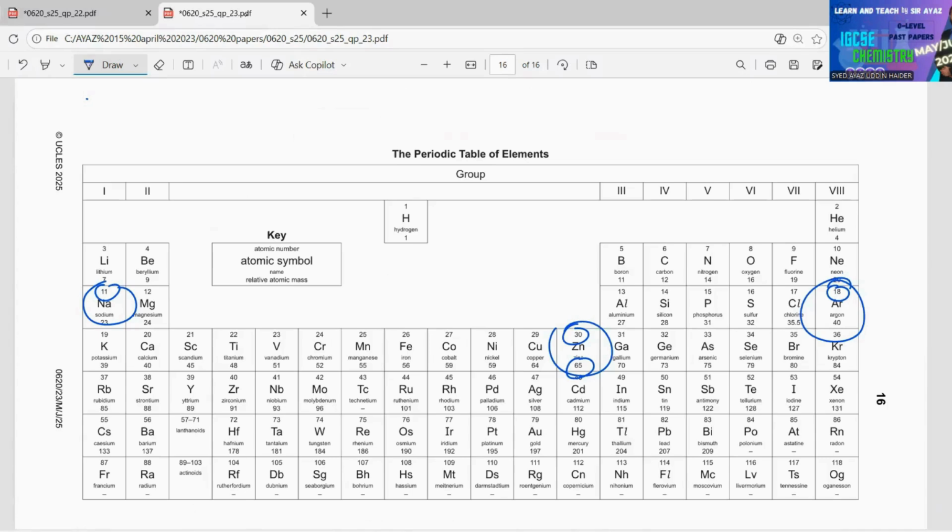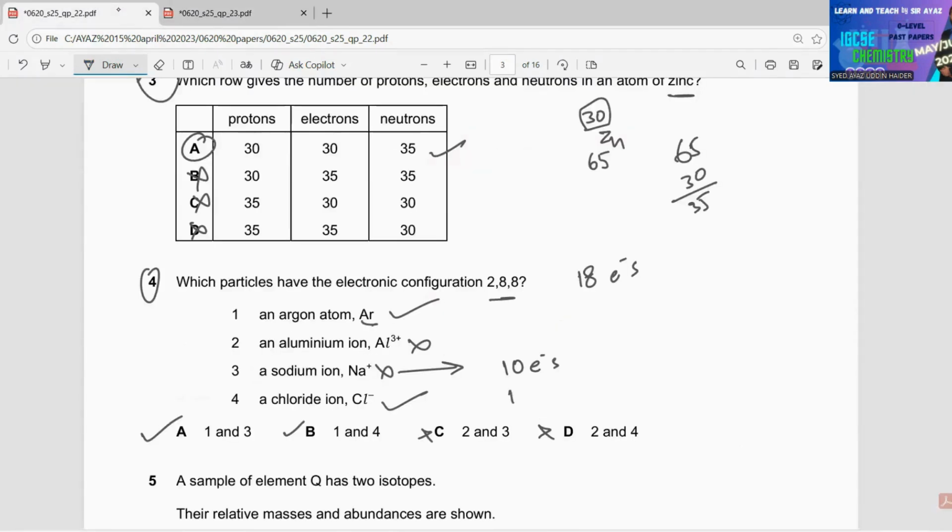Cl-. Where's Cl? Here's Cl. The proton number is 17, which means it has 17 electrons. After gaining 1 electron, now it will have 18 electrons. So these two will be having 18 electrons. So 1 and 4 are correct. So B must be the right answer in this case.